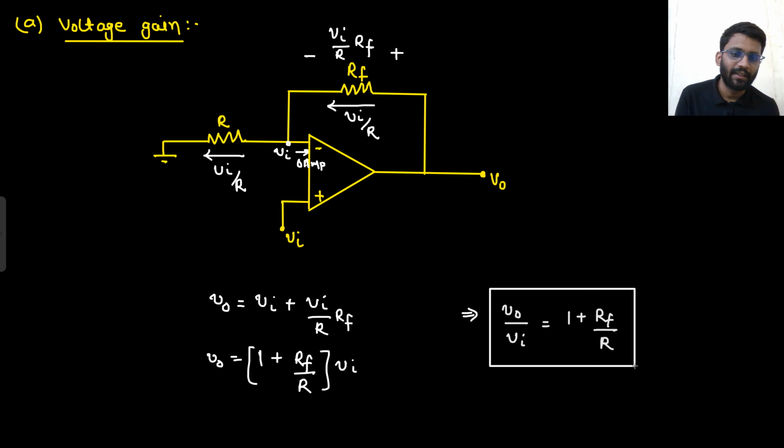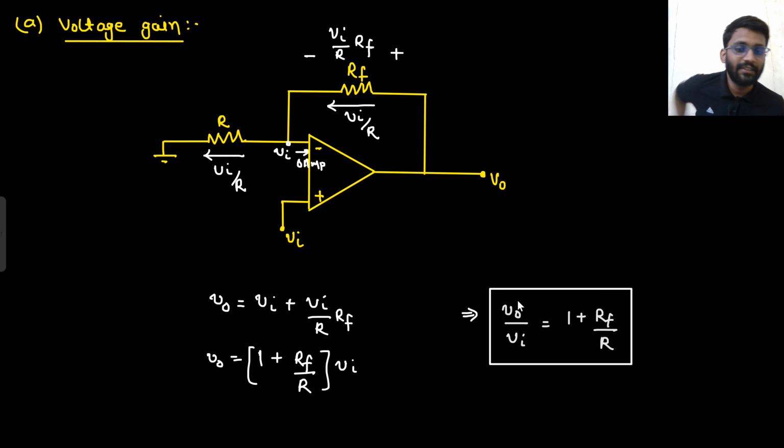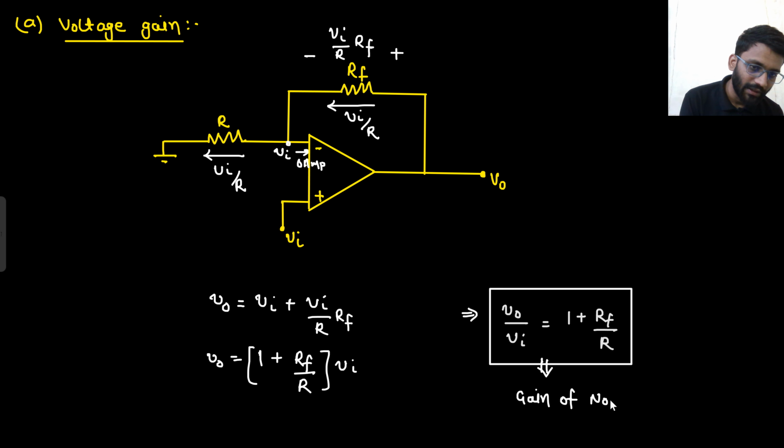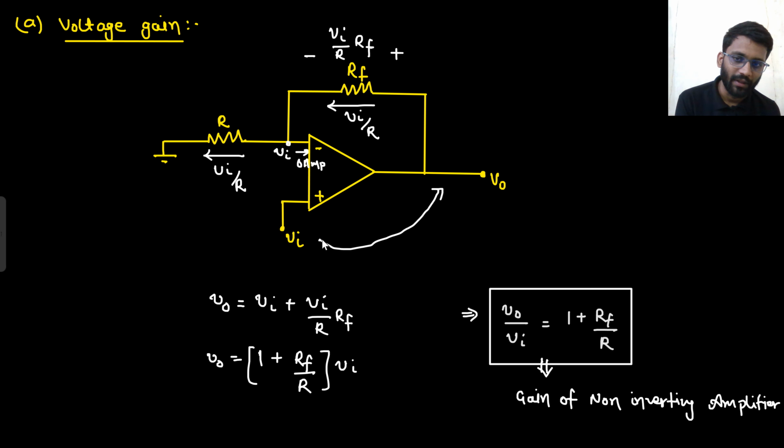So what you see here is that there is 0 degree phase shift between output and input. That's why it is called a non-inverting amplifier. So, gain of the non-inverting amplifier. So what did you understand? From here to here, there is 0 degree phase shift. This is a good point that you can remember.